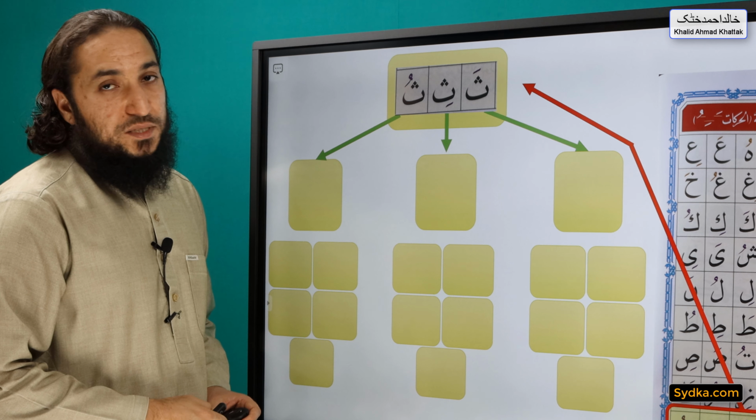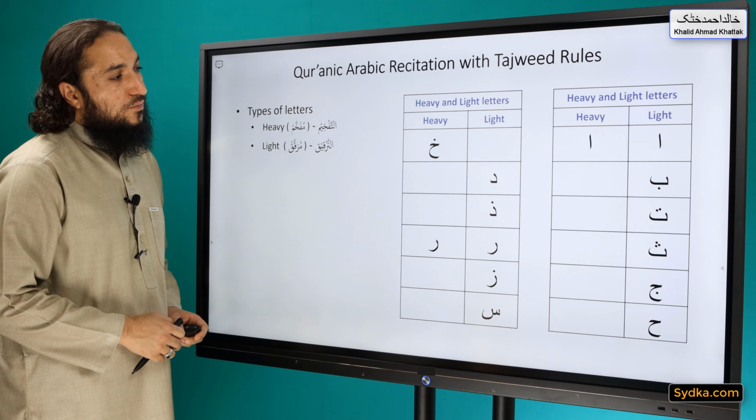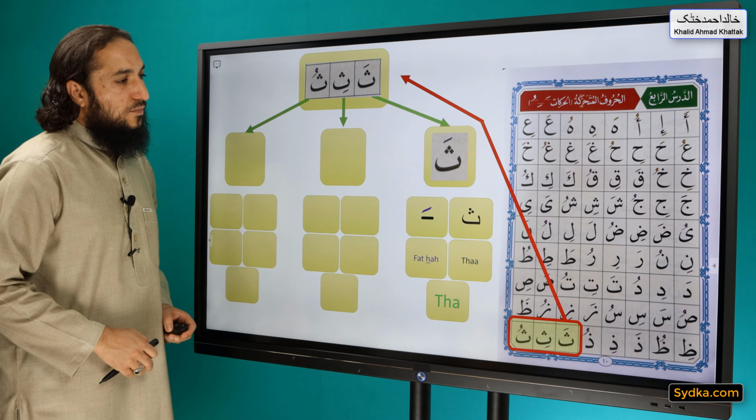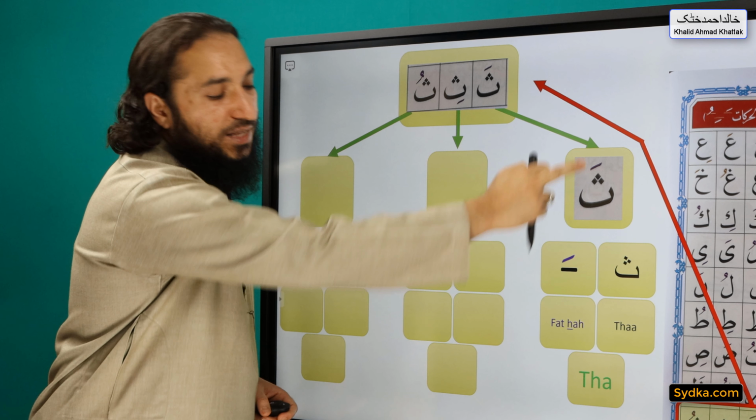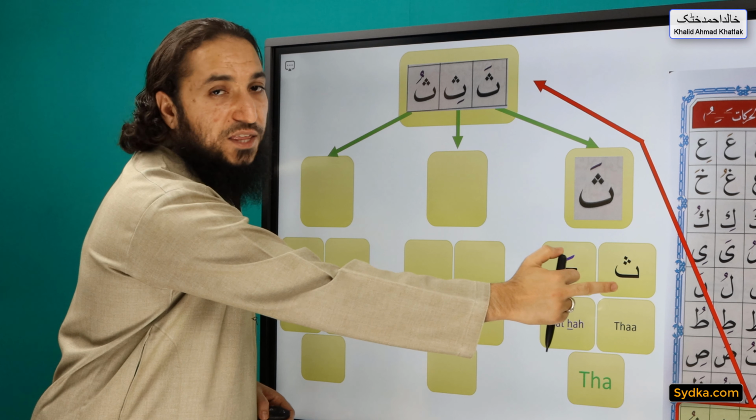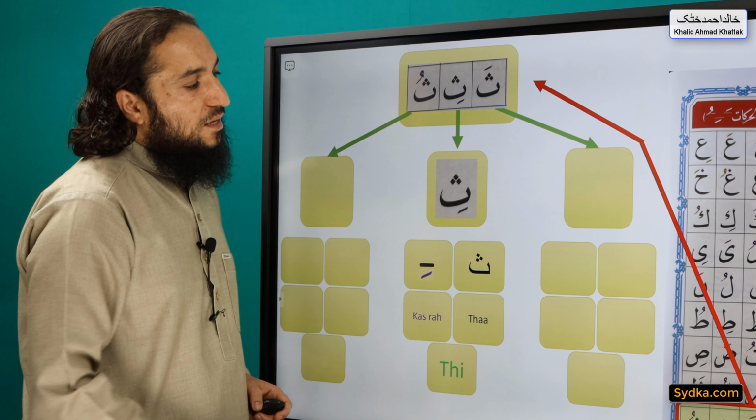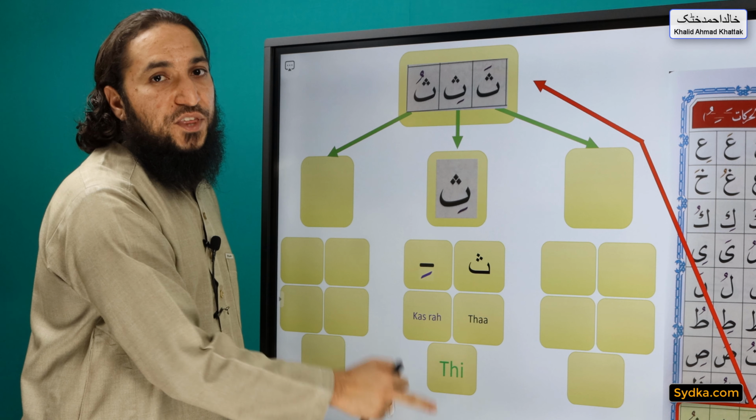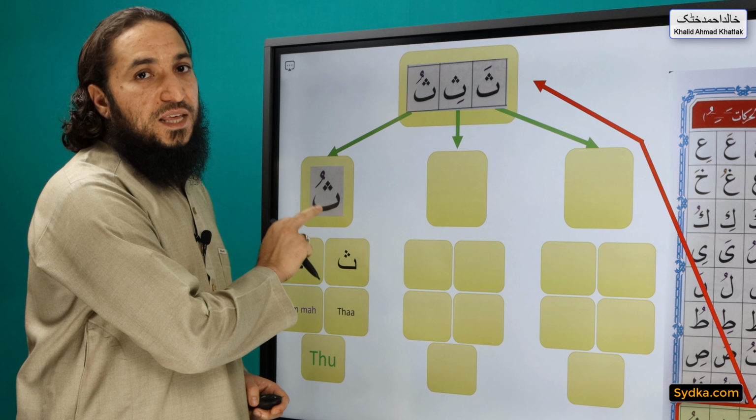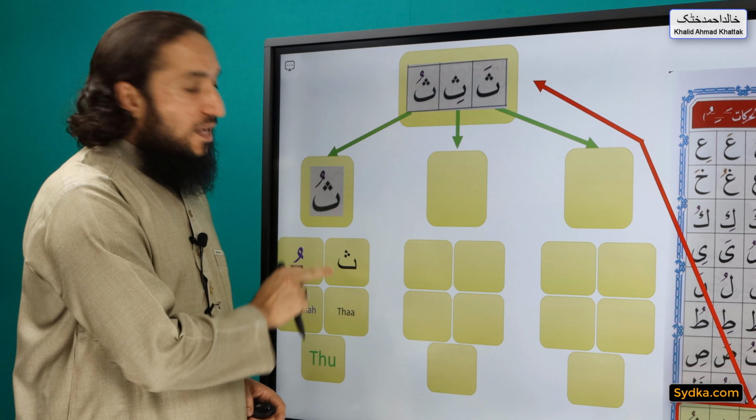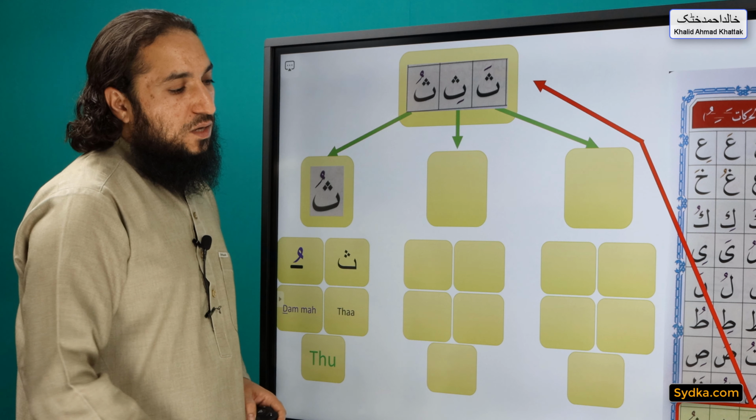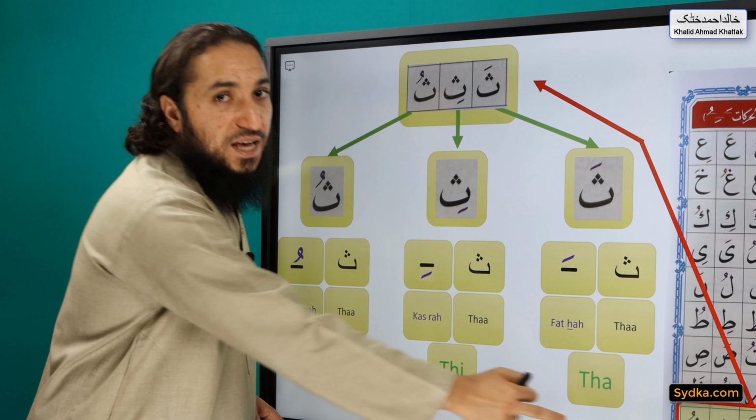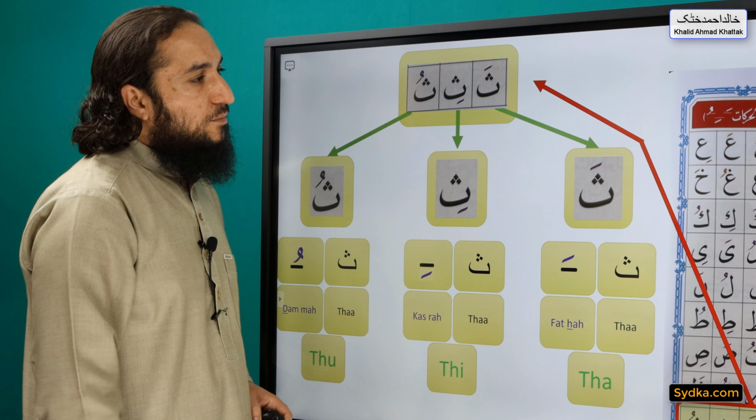The next 3 syllables are for the letter Tha, and Tha is one of the light letters. Tha fatha tha, Tha kasra thi, Tha dhamma thu. Tha thi thu.